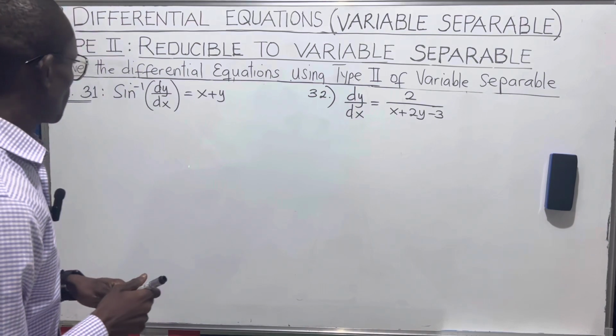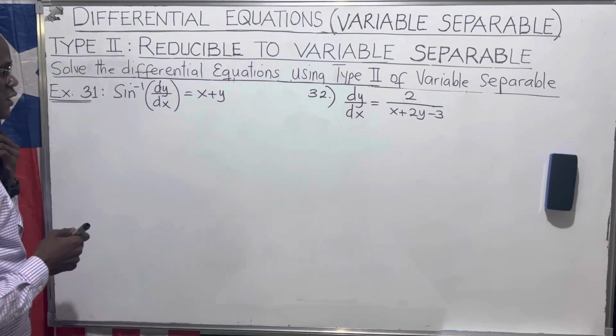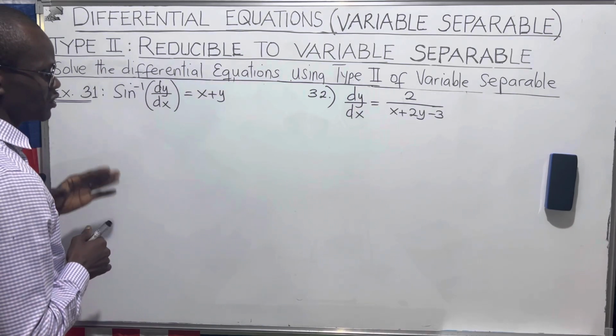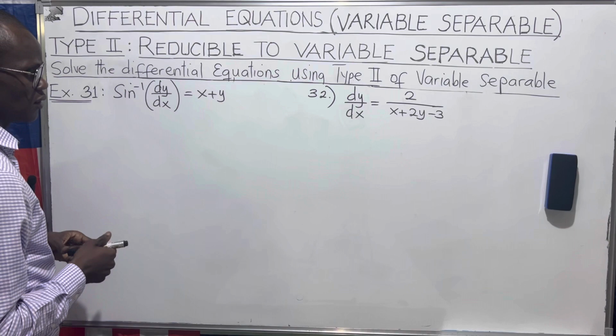Okay, so we have questions 31 and 32, and we want to look at these questions quickly. The first question says: sine inverse of dy by dx equals x plus y.